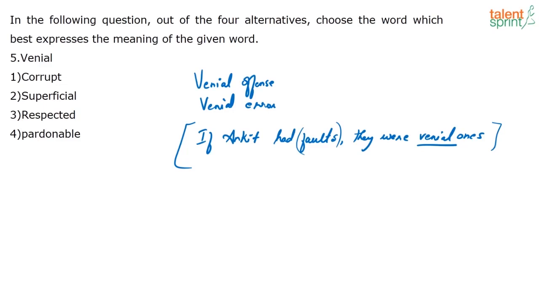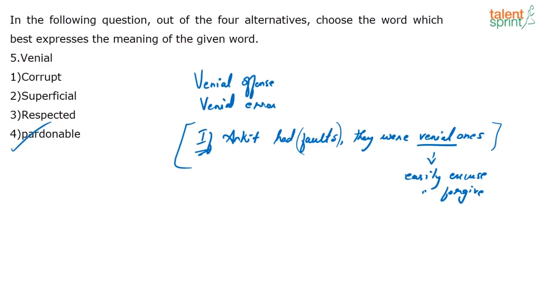You can easily forgive Ankit because they're not very drastic faults, right? It's not something that you have to punish him for. So venial in the context means something where you can easily excuse Ankit or easily forgive Ankit because they're not very grave mistakes, right? So if at all Ankit had faults, they were venial ones. Pay attention to the conditional statement as well. Again, we are looking at synonyms, right? So never go with how it rhymes with another word because you'll get confused.